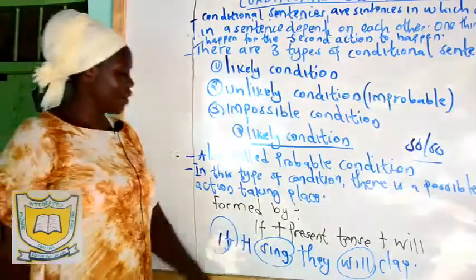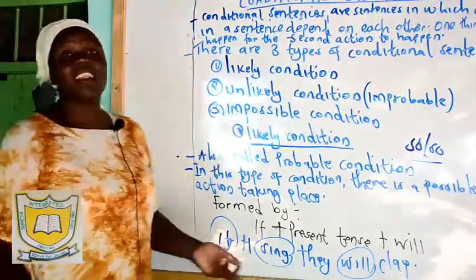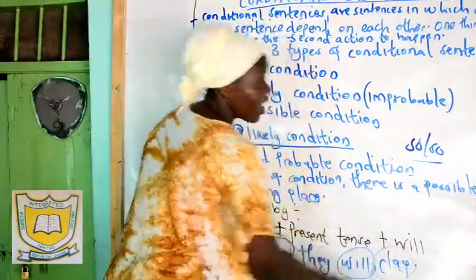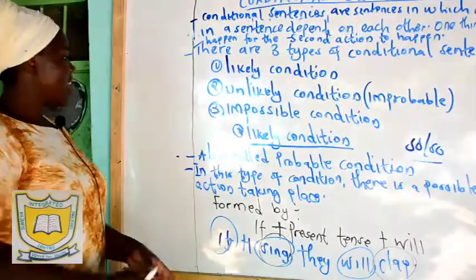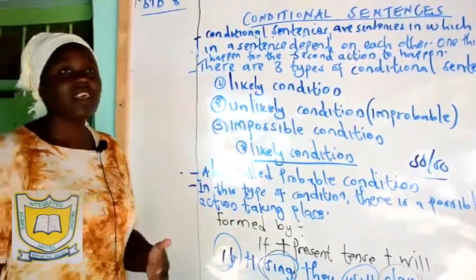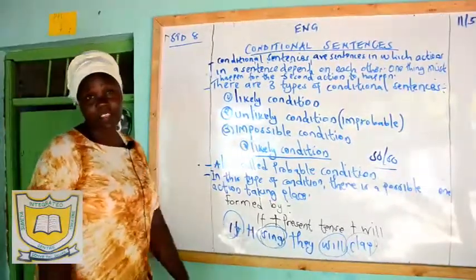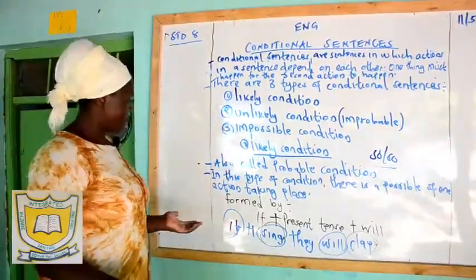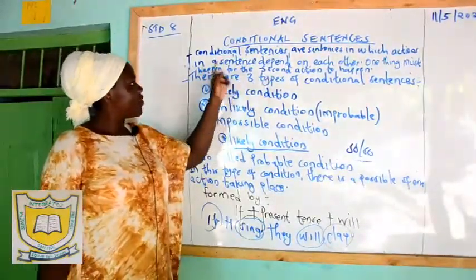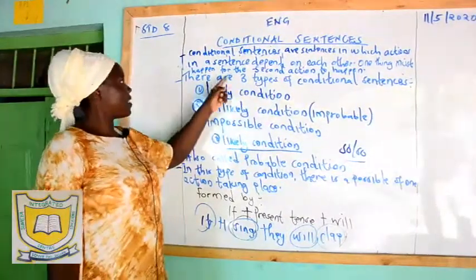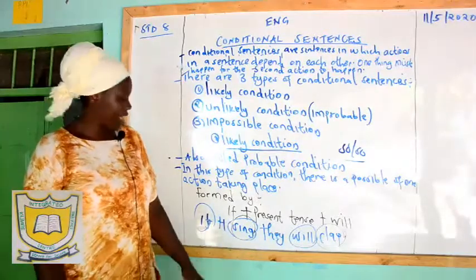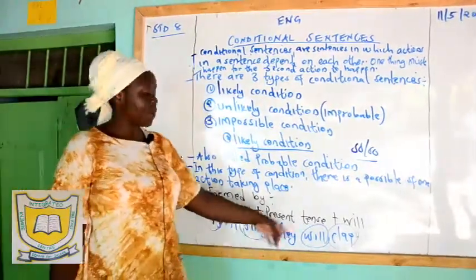What does that mean? Look at my sentence. If I sing, they will clap. I'm having two actions in my sentence. I'm having sing and I'm also having clap. In the likely condition there's a chance, a probability, that one of these actions is going to take place. You don't know which one is going to take place. If I sing, they will clap. For the second action to happen, the first action must happen, or the second action entirely depends on the first action. So you say if I sing, they will clap.